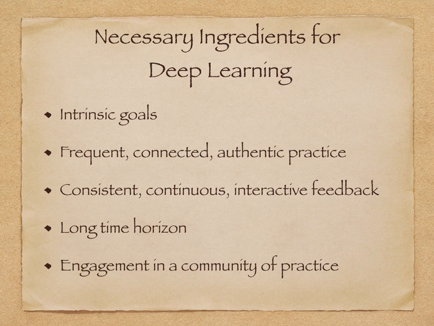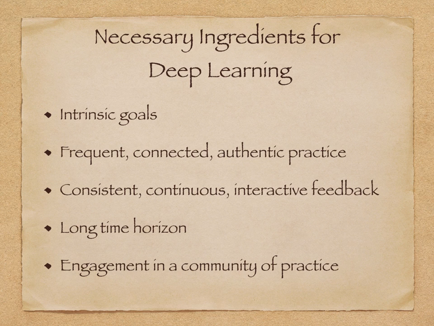So intrinsic, which is another fancy college way of saying internal goals. What are your internal goals for this class? The other thing is frequent, connected, authentic practice, practice, practice. We have to practice to get better, especially with skills like taping ankles. But we also have to practice in writing papers. We need to have consistent, continuous, interactive feedback. That's feedback on how you're doing. How can you continue to get better? Long-term horizon. What that means is, how's this going to affect me down the road?